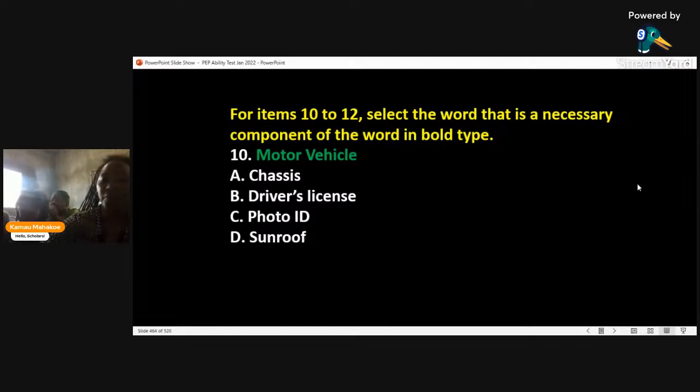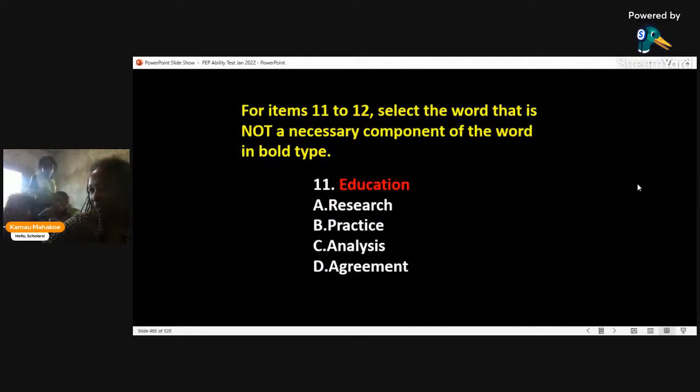What is a necessary component of a motor vehicle? Driver's license. A motor vehicle must have a driver's license? No. A chassis is the metallic body of the vehicle. The chassis is like when you take off the outer shell and the doors and tires. What is left is the chassis. No, the chassis is the metallic middle section.